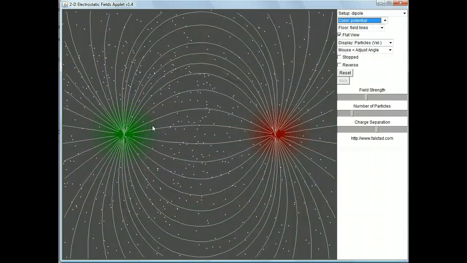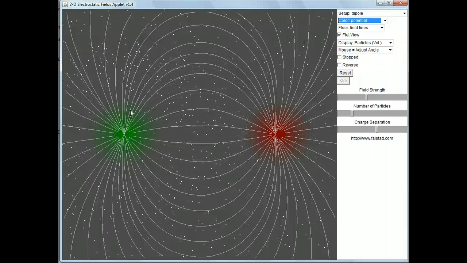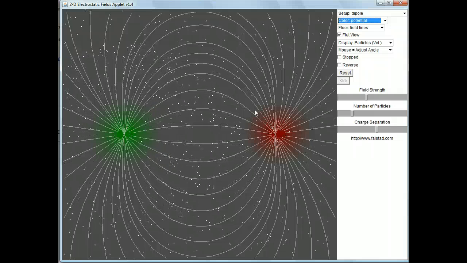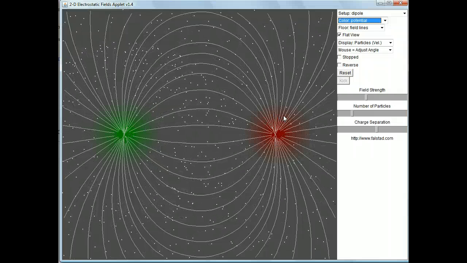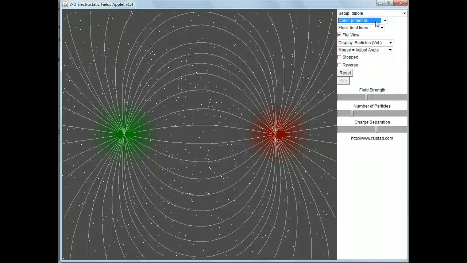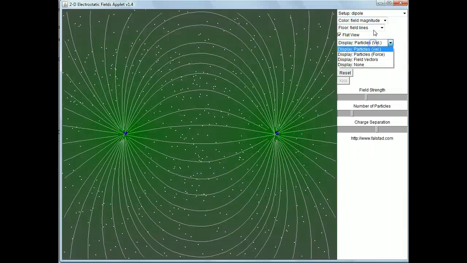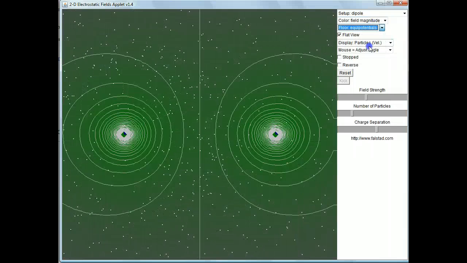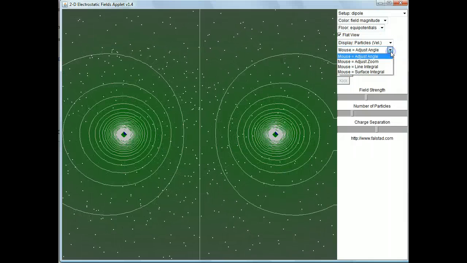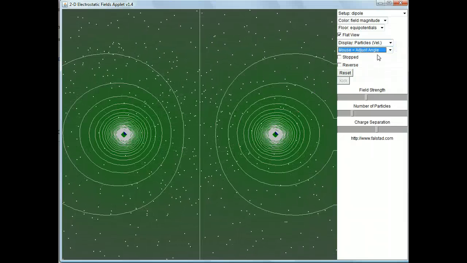Let's see. So these are now representing the potentials. And you can see that they fade. They're strongest in the middle, and they start to fade off towards the sides. But these field lines are radiating in such a way that they're always perpendicular to the equipotential lines. I'm going to go back and put on the field magnitudes and get our equipotential lines back. We're not going to play with these just yet.